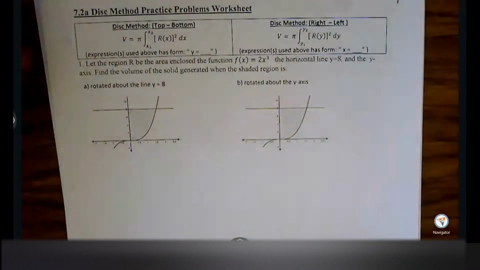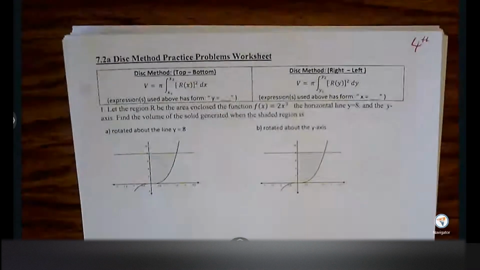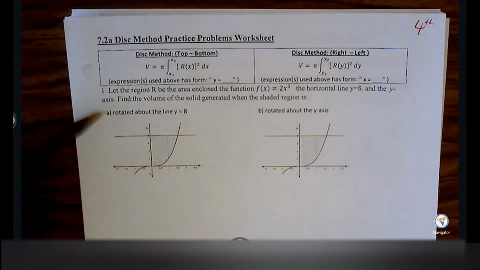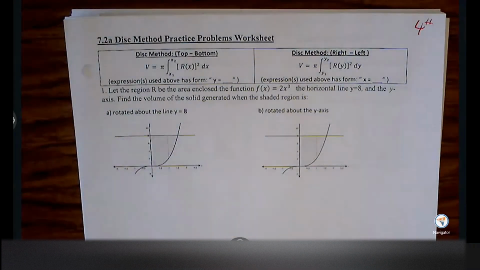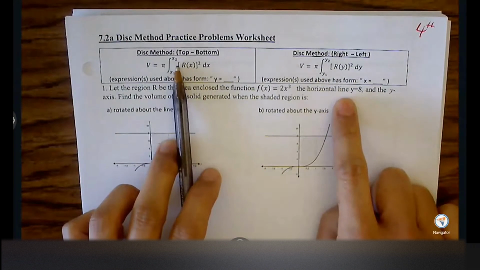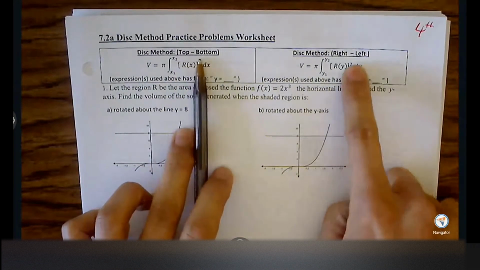All right. Let's look at our disc method worksheet. You guys picked it up, you should have it in front of you or at home. The link is under today. Okay. All right. Does everybody have one? So let me go through the two methods here. The two methods that we're using are top minus bottom and right minus left.